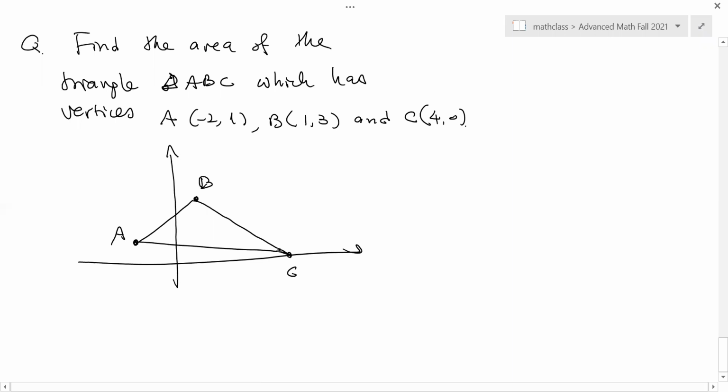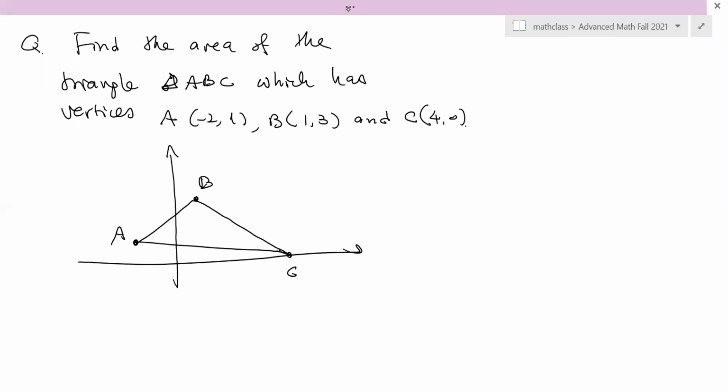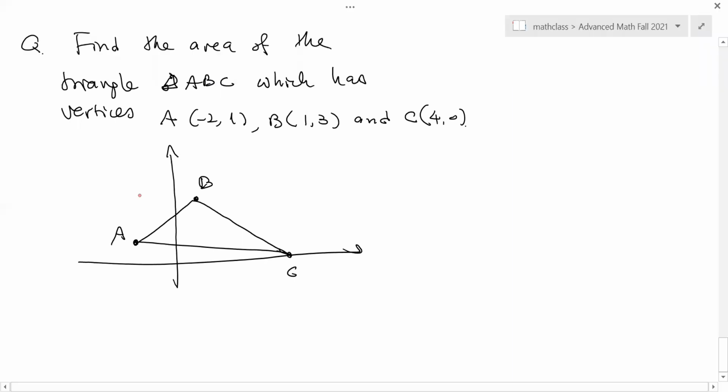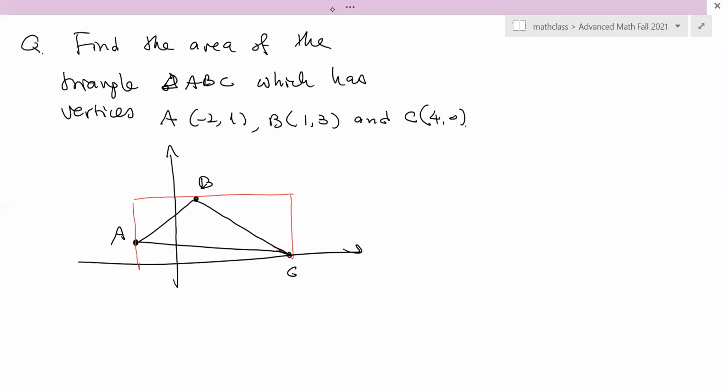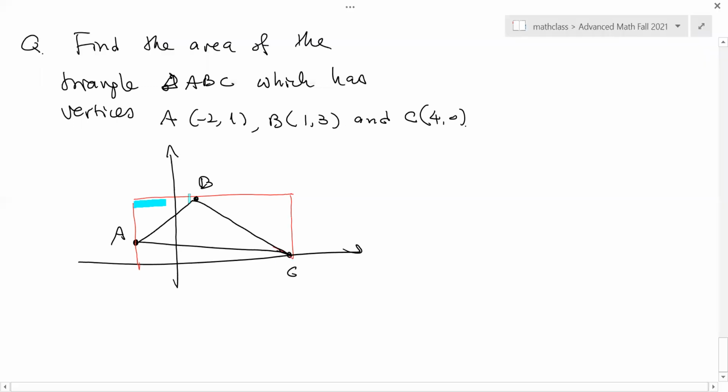Okay, how do you find the area? You cannot find the length of one side or find the height. No way. Too complicated. You don't need to do that. So what you're gonna do is, you draw a rectangle, cover it, okay? Then you have three triangles around that.